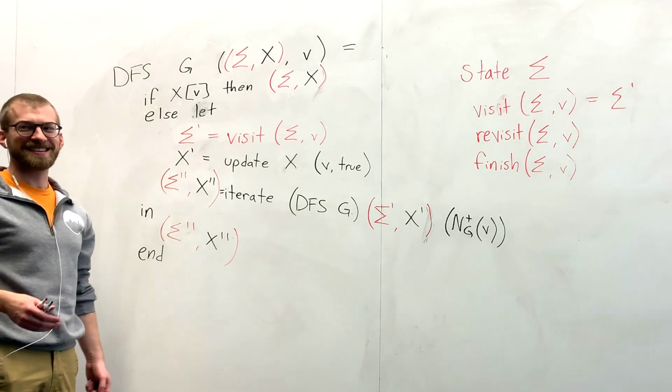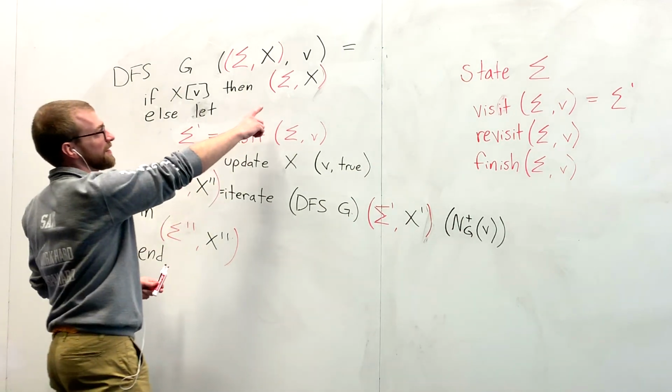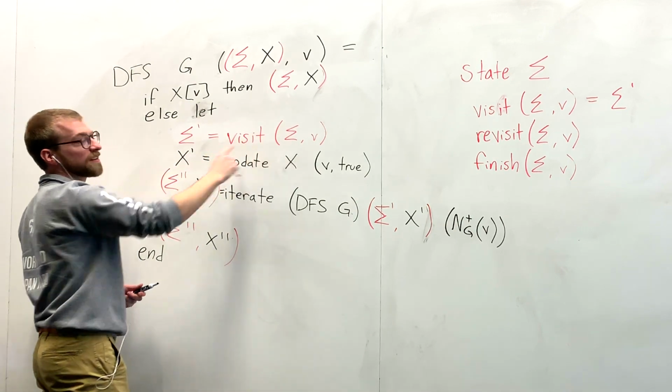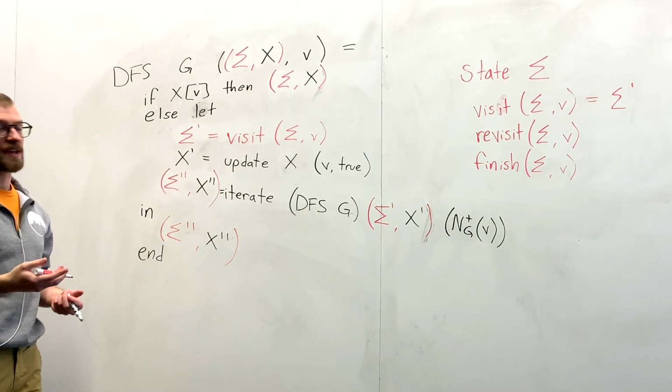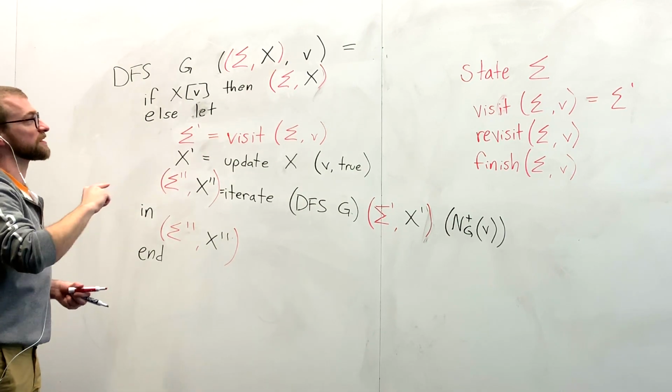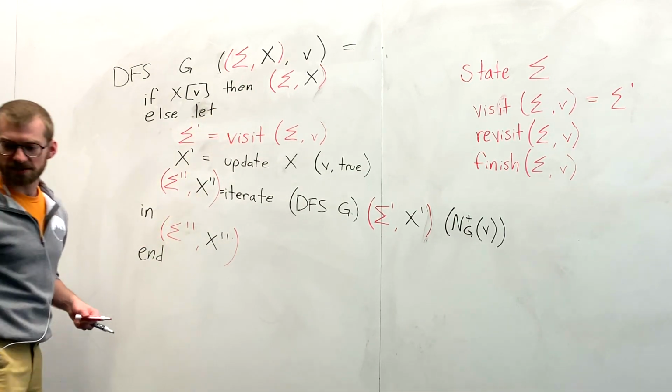So I made a couple of mistakes. I missed the revisit and the finish. So we saw that we can update the state by visiting a vertex, but we can also update the state by revisiting and by finishing a vertex. Those are the other two things I mentioned. And they go here and here. So let me rewrite those.